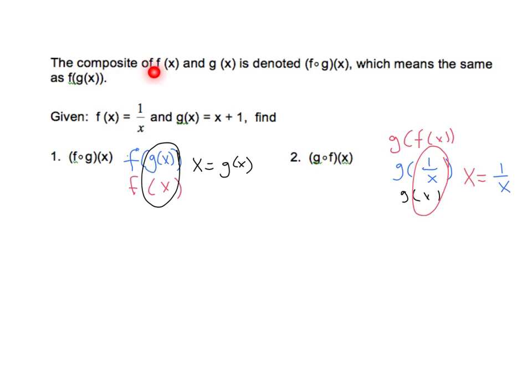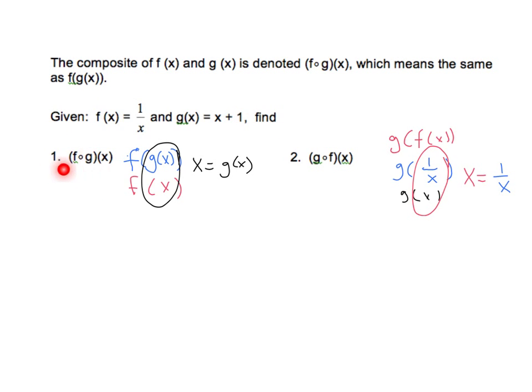All right, so the composite of f of x and g of x is denoted like so, f of g of x. Notice on your paper, for some reason, it would not print this little symbol, so you need to draw it in, okay? Which means the same as f of g of x. So we have f of x equal to 1 over x and g of x equals x plus 1. This is what we need to find.